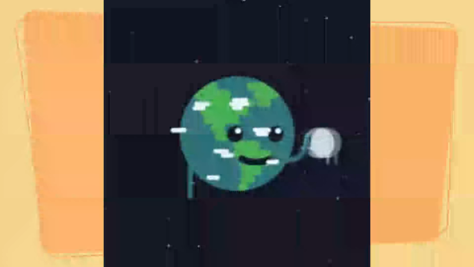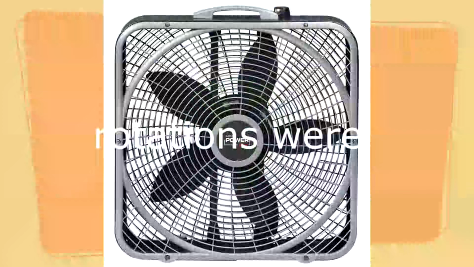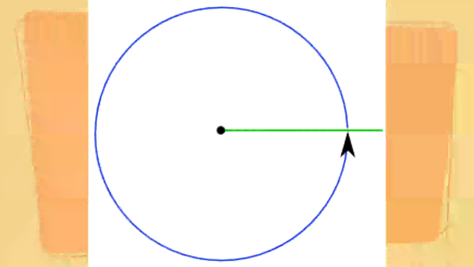Oh wait, revolutions were what the horse did and what the Earth and the Moon did, and rotations were what the fan did and the spinning basketball did. Exactly. So because the horse and the Earth with the Moon went around something in the middle, they are a revolution. And because the fan and the basketball spun around, they are a rotation.